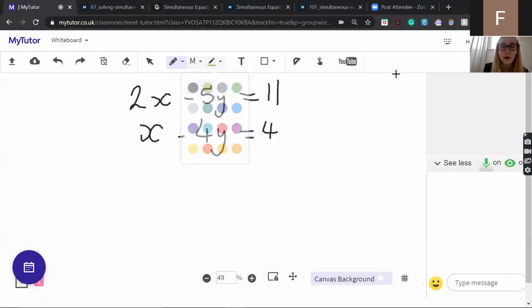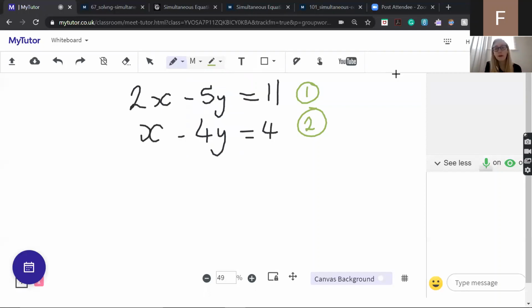So I'll label them again. And what I'm going to do is, well, wouldn't it be nice if this was 2x? Because then we could just do a straight subtraction like we were doing before. So let's make it 2x. Well, to do that, we need to times it by 2. So we need to times the whole equation by 2 so that nothing is really changed. If we times every element of the equation by 2, it's the same equation.